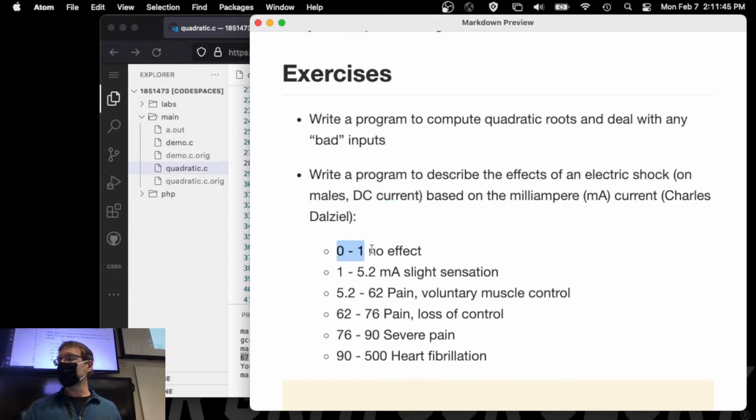Under that assumption, 0 to 1 milliamperes, is that how you pronounce it? Milliamps, right? 0 to 1, no effect. 1 to 5.2 milliamperes, that's a slight sensation, so you can actually start to feel it. 5.2 to 62 is pain, but you still have voluntary muscle control.